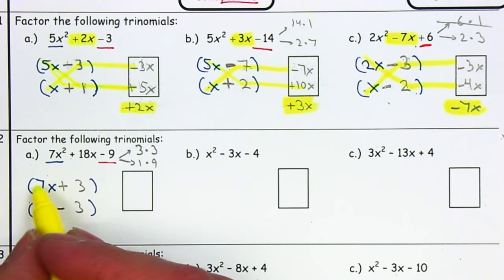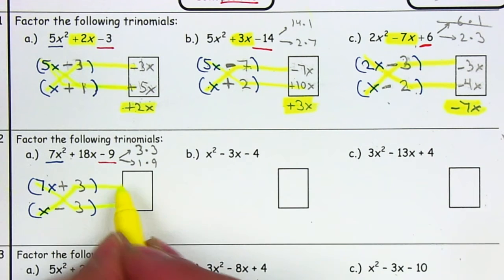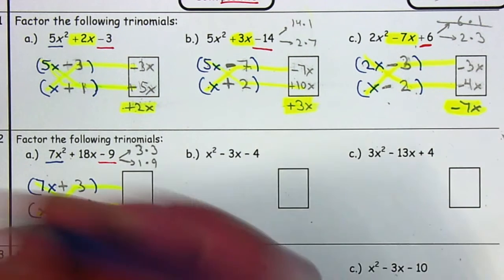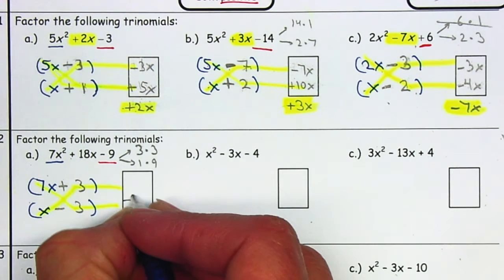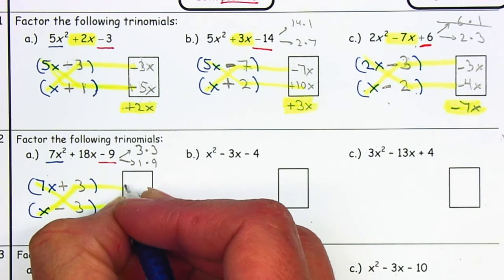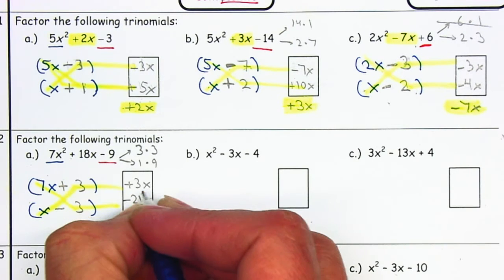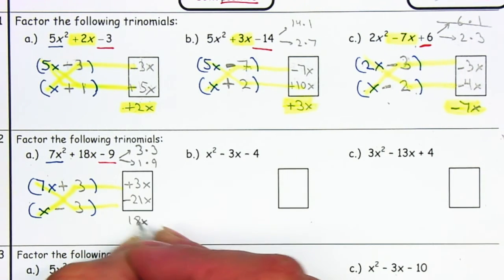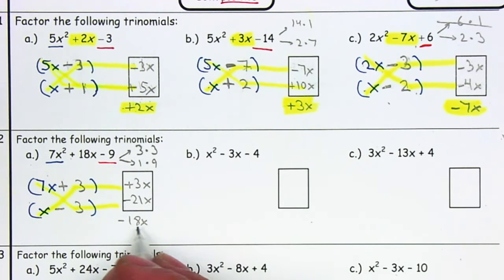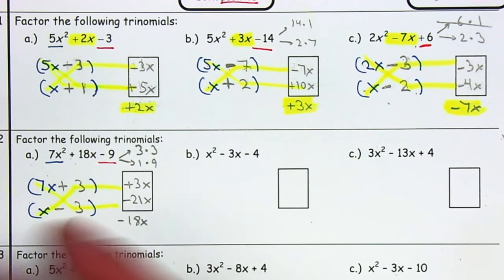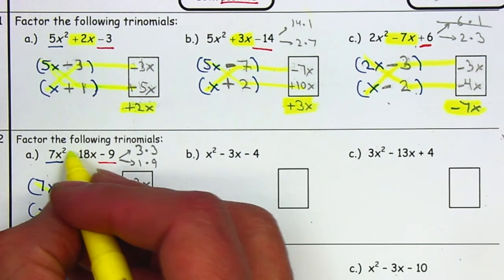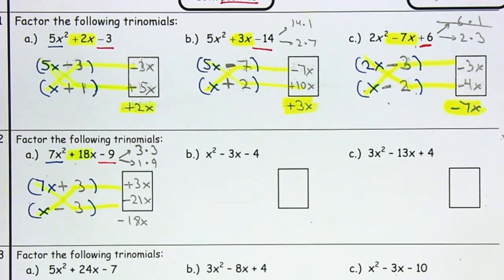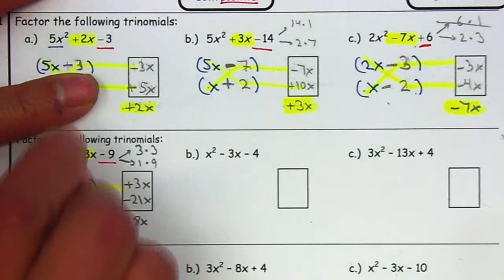That will give me negative 21x, and that will give me positive 3x. If I add them, different signs, subtract, keep the sign on the bigger number, negative 18. I need positive 18. So therefore, I need to be able to change my sign. The negative.